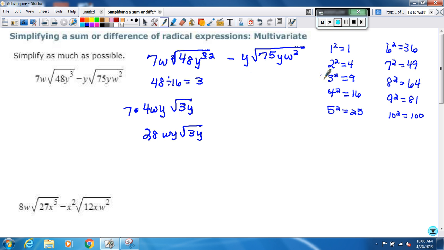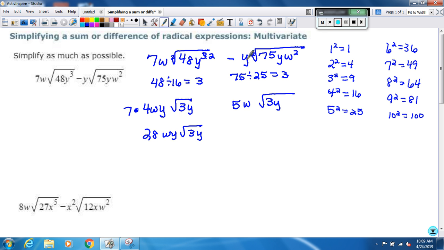Okay, 75, you can do 75 divided by 25. So 75 divided by 25 is 3. Whatever you get after you divide goes under the radical. And then since I divided by 25, the 5 goes out front. Leave some space for your variables. This y is by itself. You have to have at least 2 to come out, so that doesn't come out. And this w, 2 divided by 2 is 1, so you can take 1 w out.